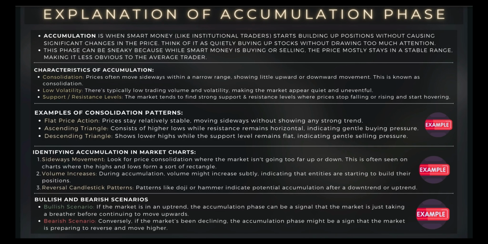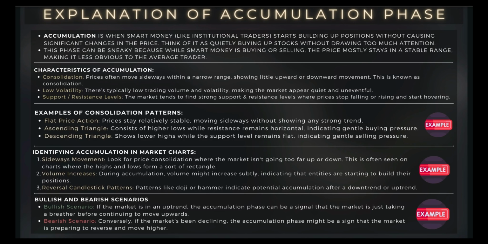So the next one is support/resistance levels. The market tends to find strong support and resistance levels where price stops falling or rising and starts hovering. Examples of consolidation patterns. Flat price action. Price stays relatively stable, moving sideways without showing any strong trend, kind of like Asia session.